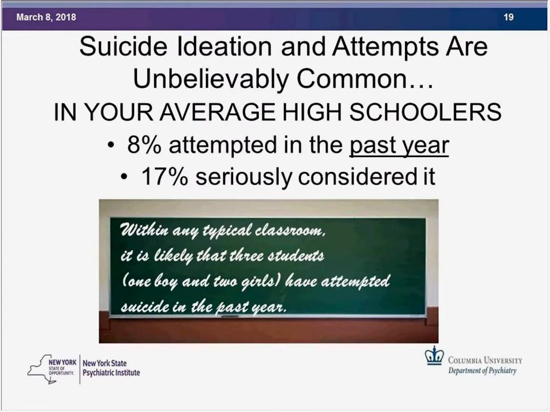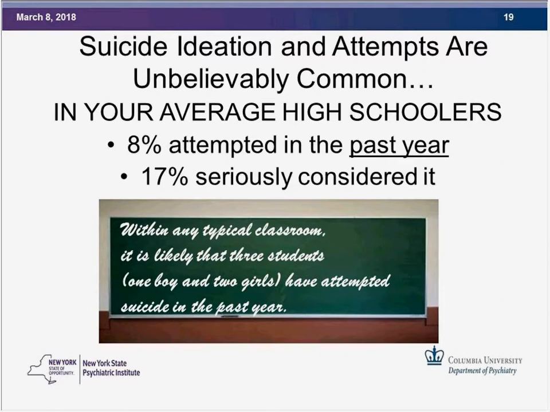Now, we know how common thoughts and suicide behaviors are in our adolescents from the Youth Risk Behavior Survey that the Centers for Disease Control does every other year. And what our teens tell us themselves pretty much consistently year after year is that about 8% will make a suicide attempt every year, and about 17% will seriously consider it. So if you take a classroom of like 35 students, in that classroom alone, 3 students will attempt suicide this year. It's usually 2 girls and 1 boy, because girls attempt suicide twice as often as boys do.